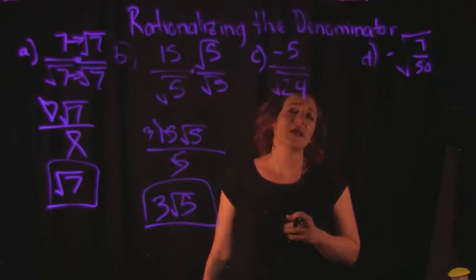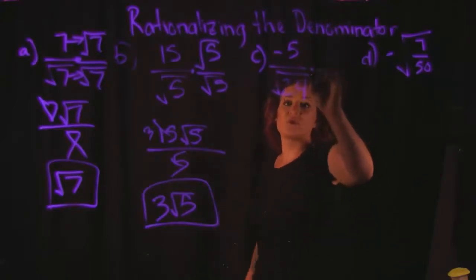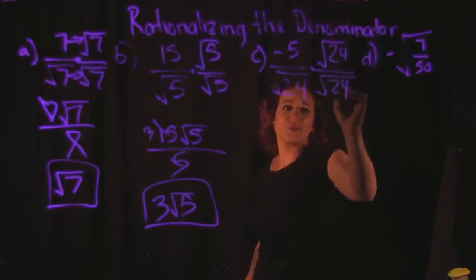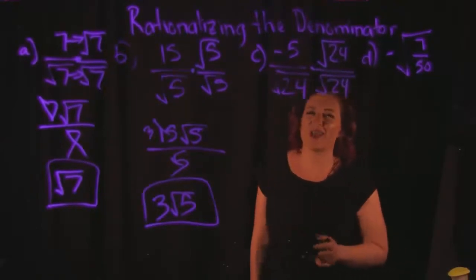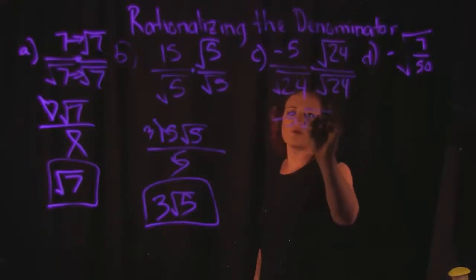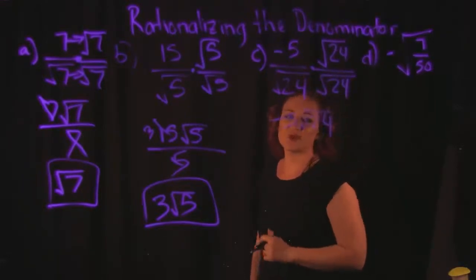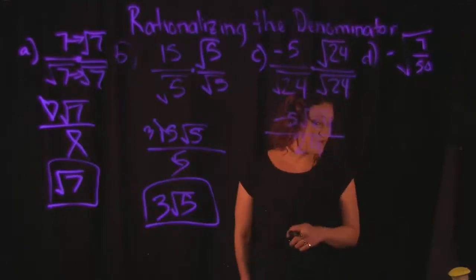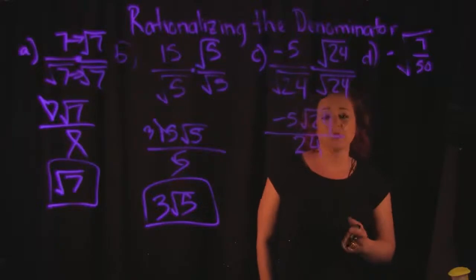Example C, we have negative 5 over square root of 24. So we want to get rid of the square root of 24. So we are going to multiply numerator and denominator by it. In the numerator, negative 5 times the square root of 24 is negative 5 times the square root of 24. Over square root of 24 times the square root of 24 is a 24.